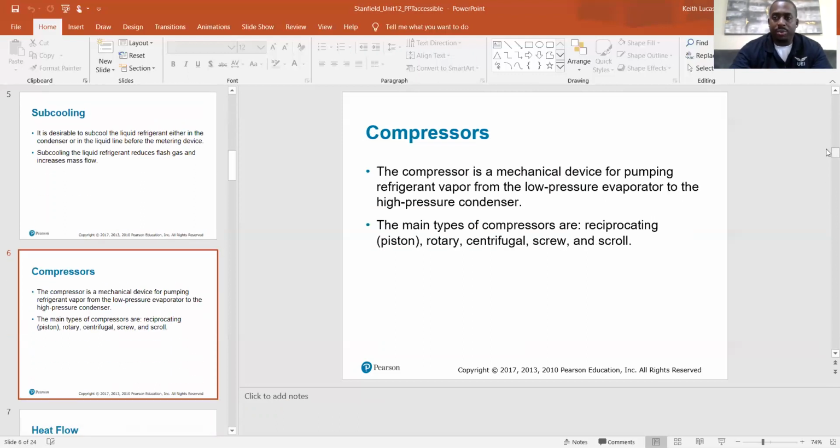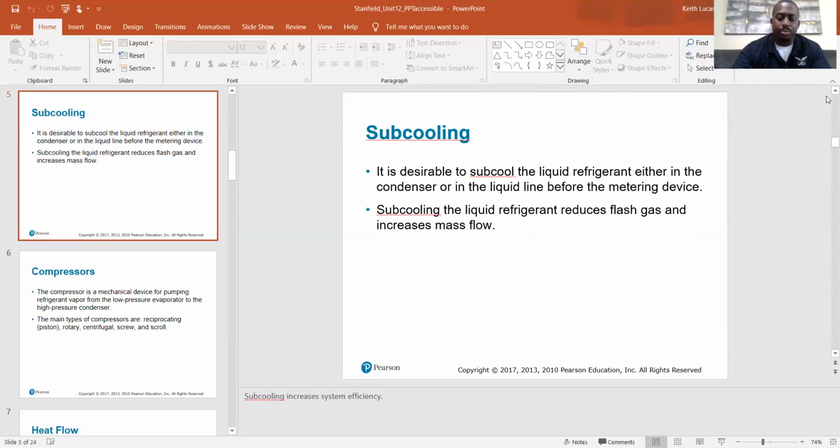So they didn't really get too deep into subcooling, but subcooling is removing the heat from the liquid refrigerant and basically ensuring, without a shadow of a doubt, that there's no more vapor present and it's all 100% liquid going into your metering device. So you're basically cooling the liquid refrigerant below its saturation point.